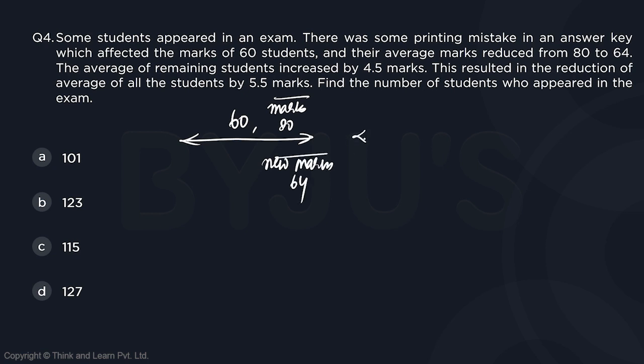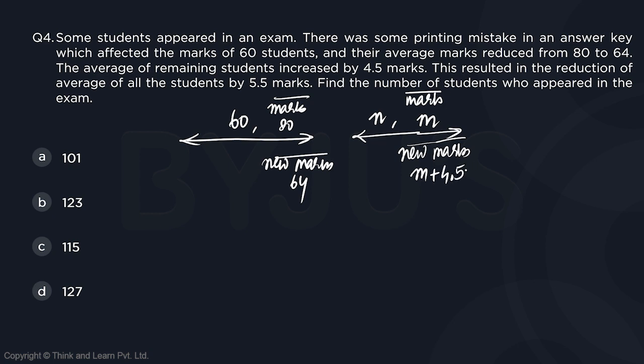And then there are certain other students. The average of the remaining students increased by 4.5 marks. So there are certain N students whose initial marks were not known. Okay, so let's say they were M. So the new average marks of these students has become M plus 4.5.